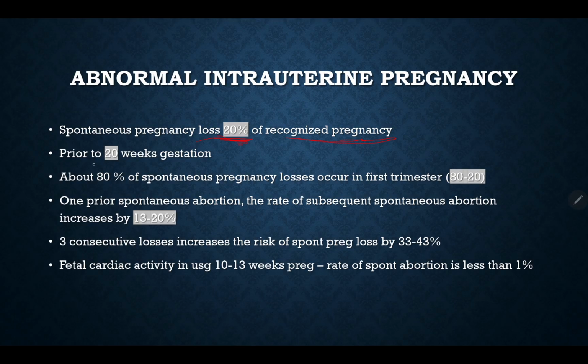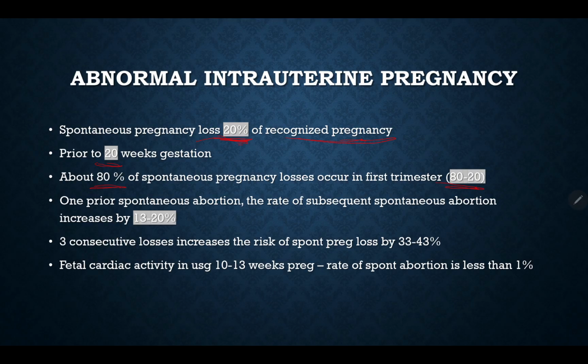Any bleeding from the uterus coming before 20 weeks of gestation would amount to early pregnancy loss or abortion. After 20 weeks, it is called differently, antepartum hemorrhage, but before 20 weeks it is called abortion. Now about 80% of spontaneous pregnancy losses occur in the first trimester.